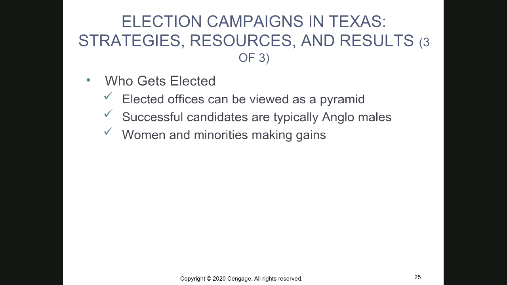What does this result in terms of who ultimately ends up getting elected? Well, elected officials can oftentimes be viewed as sort of a pyramid structure. And successful candidates are typically Anglo males. That does not mean that other individuals can't successfully make it to office. Ann Richards was a very well-known Texas governor. She's obviously not male. And we've seen some gains that women and minorities are making, but on the whole, we do tend to see more males and more Anglos in Texas state office than minorities or women.